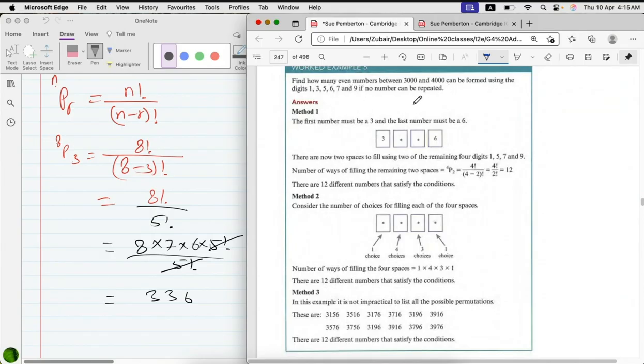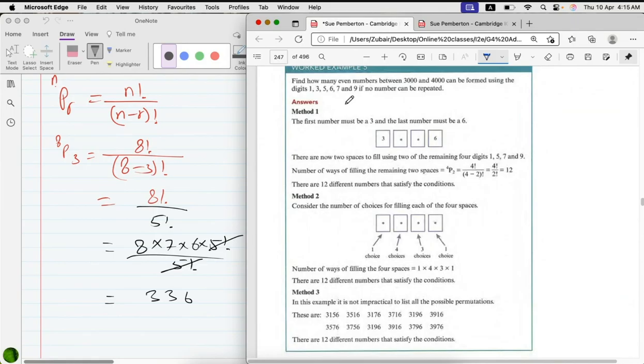Okay, we are making even numbers, and the first number must be 3 and the last number must be 6. That's one choice to make it even. This time there's no other option because the only even digit is 6. So 6 has to be at the end to make it even.